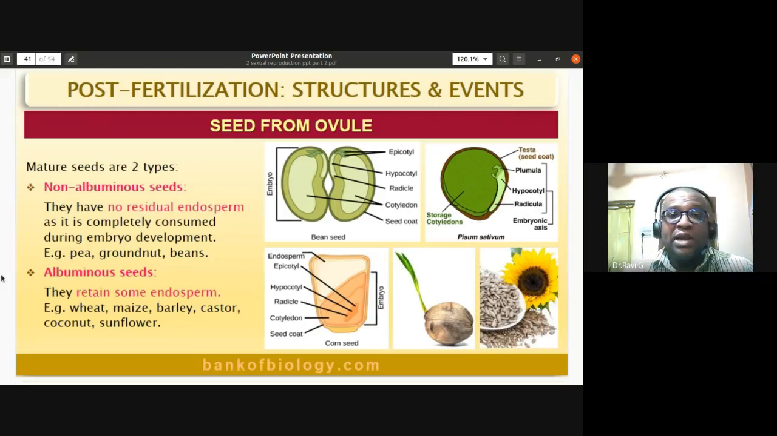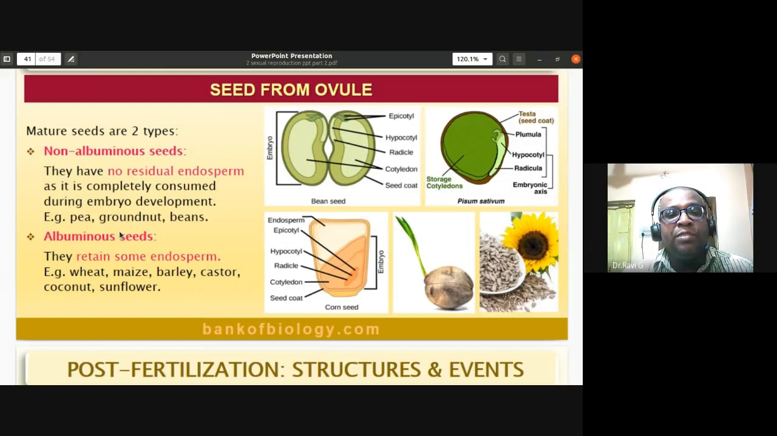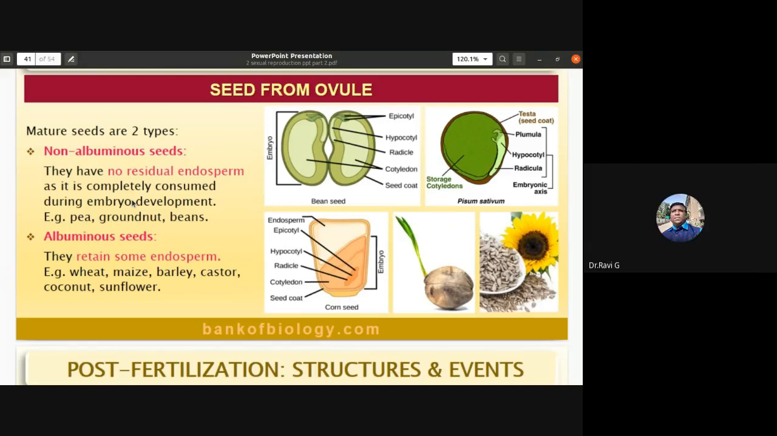So non-albuminous seeds, or non-endospermous seeds, have limited endosperm, which will be utilized for the development of the embryo. There is no excess endosperm there. They have no residual endosperm, as the endosperm is completely consumed during embryo development. So this is like plate meals. Examples for non-albuminous seeds are pea, that is batani, groundnut or peanut, kadlekai, and beans. You notice they are all non-albuminous seeds because they do not have any residual endosperm.